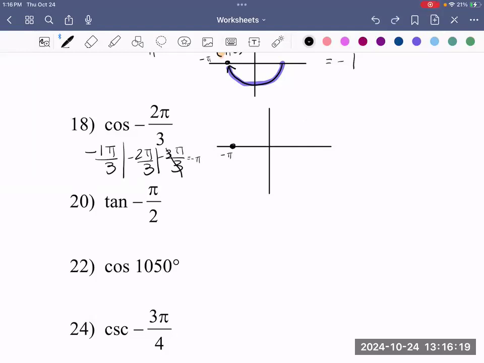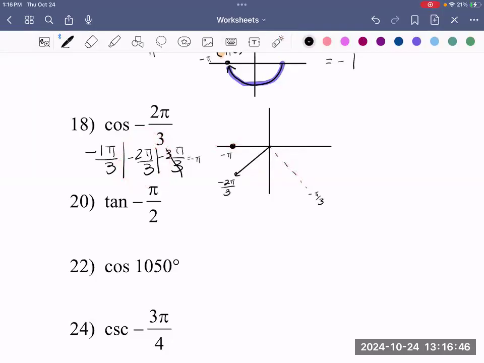Oh, actually, the negative half is over here. So negative pi over 3 is right here. And we are at a value that is between these two angles, which means we are in that third quadrant. We're over here in negative 2 pi over 3.